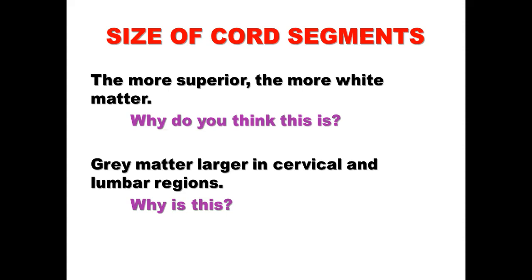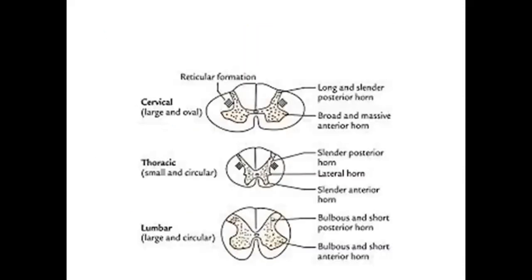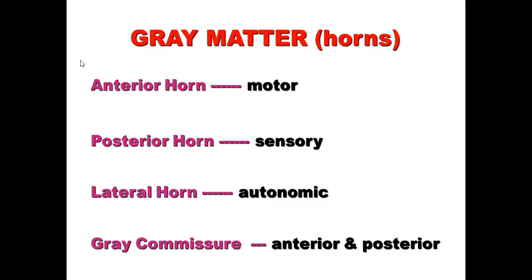And gray matter is larger in cervical and lumbar region. Why? Because in cervical region, they contain the nuclei that supply the upper limb, and in the lumbar and sacral region, they have the motor nuclei that supply the lower limb. So in this picture, we can see the different shapes in different regions of spinal cord. In gray matter, anterior horn is motor, posterior horn is sensory, and lateral horn is autonomic.